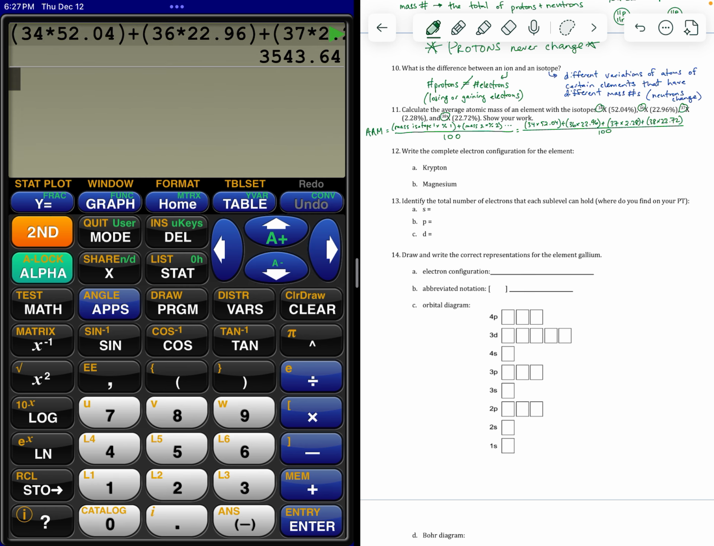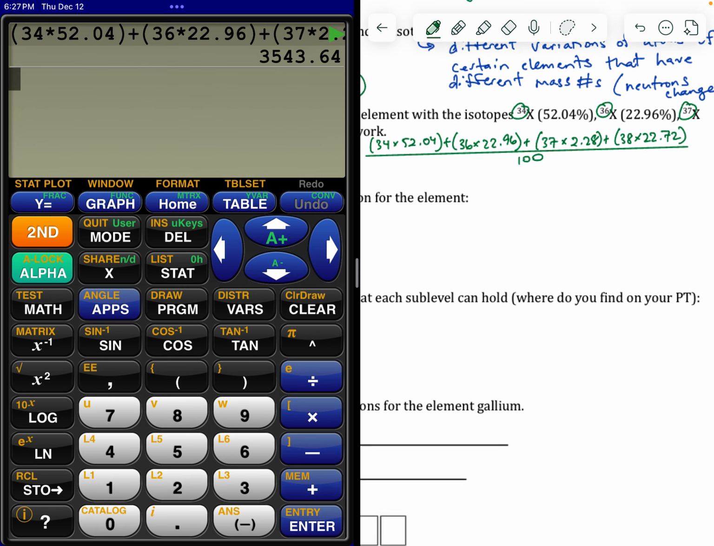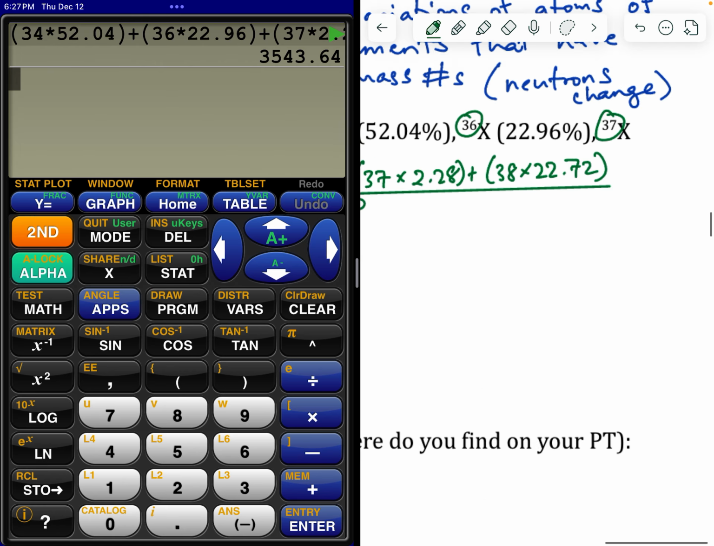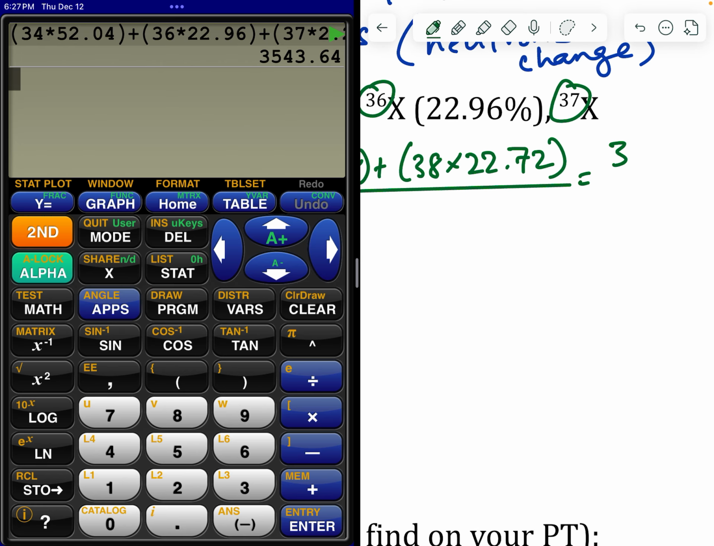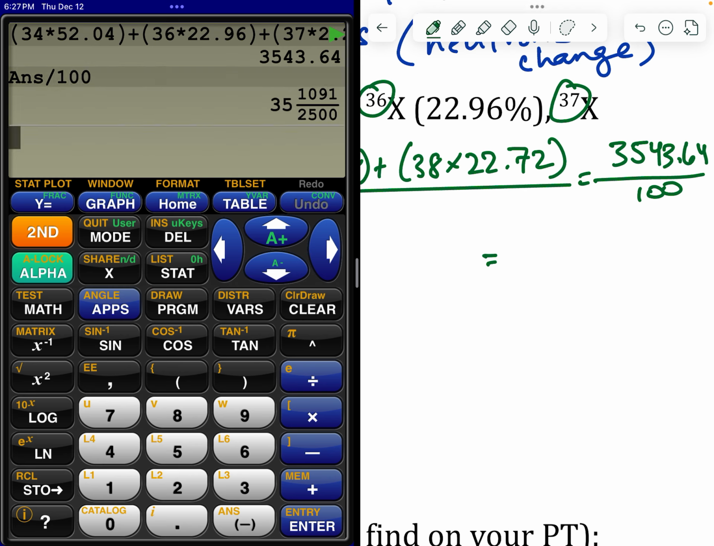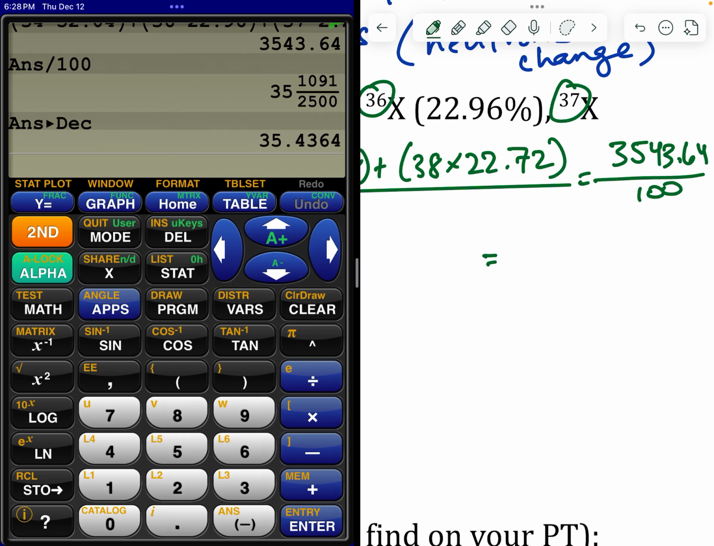All right, we get a value. So this effectively comes out to be 3,543.64, and then divided by 100 to get our actual value there. And then what you'll end up seeing is that it's really just moving the decimal back 2 places. You can go here, fraction. Oh, it's already in a fraction and a math decimal. And we get the 35.43.